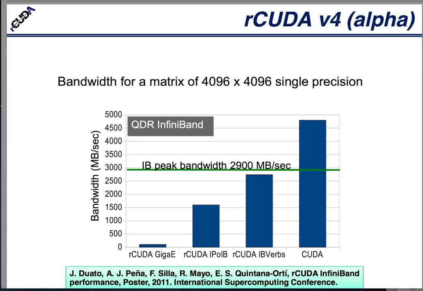Of course, we are not matching native CUDA performance, which is faster because it doesn't go through the network interconnect. But this is QDR, and we don't have numbers yet for FDR and the new generation of Kepler GPUs, but this is going to improve even more.